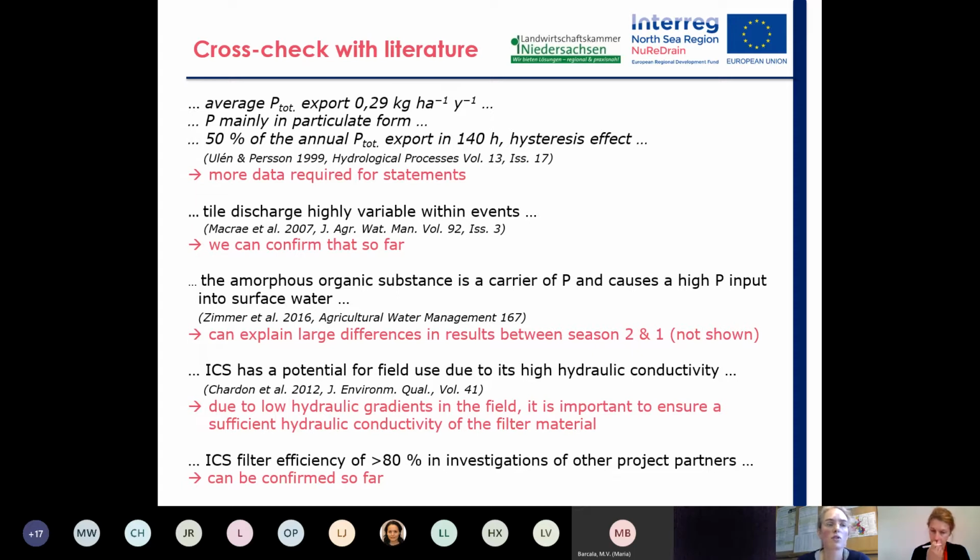Schaden et al. promote ICS as a good material for field use due to its high hydraulic conductivity. And we have to confirm that, due to the low hydraulic gradients in open field agriculture, it is very important to keep an eye on the hydraulic conductivity of the material. The ICS filter efficiency in investigations of NuReDrain project partners is above 80%, and we are very, very happy to confirm that.